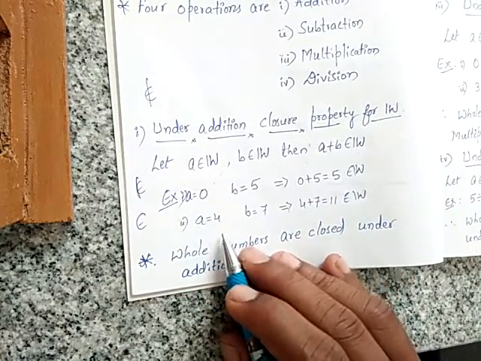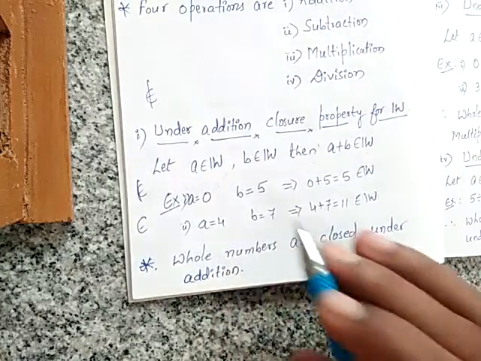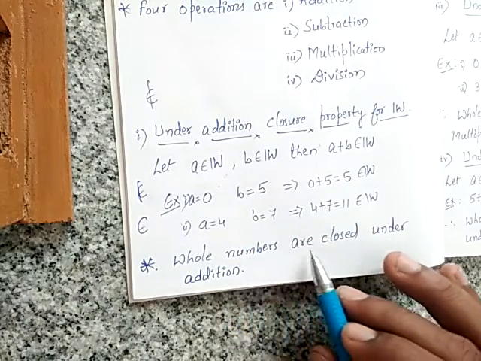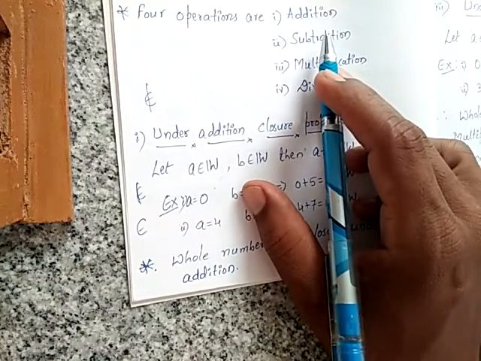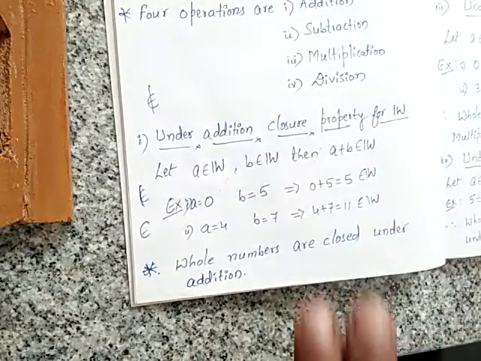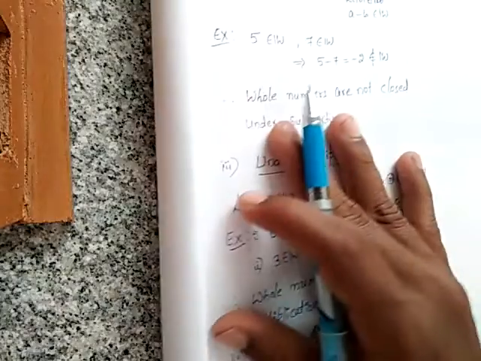Only 2 examples I have taken. You can take more than these examples also. So whole numbers are closed under addition. So that is the first condition, under addition. Okay, so for whole numbers, next again we will go for subtraction now.